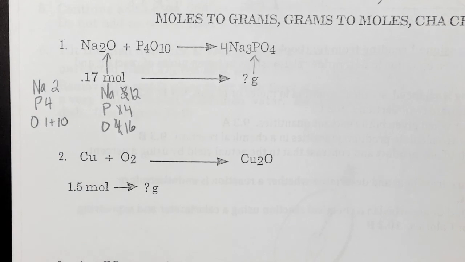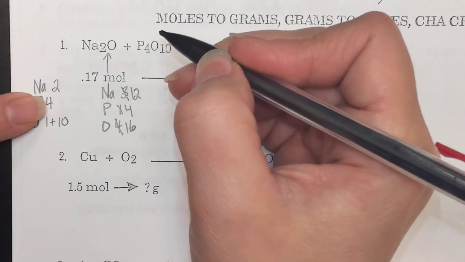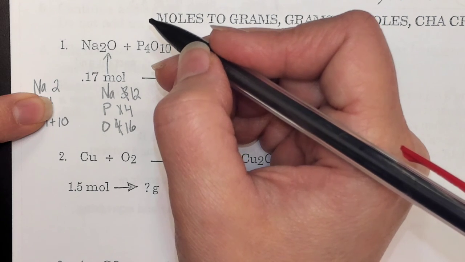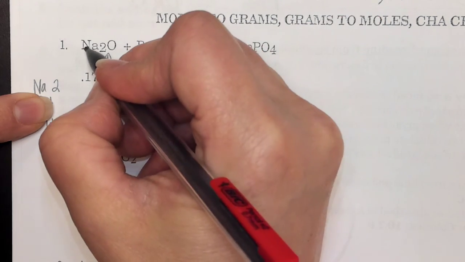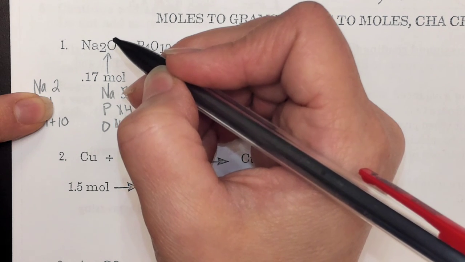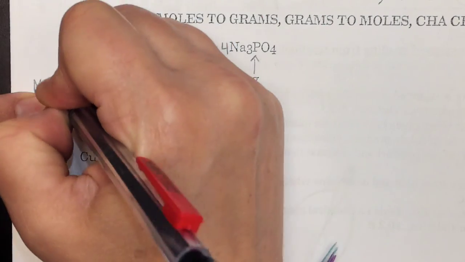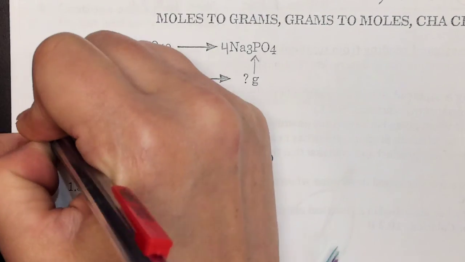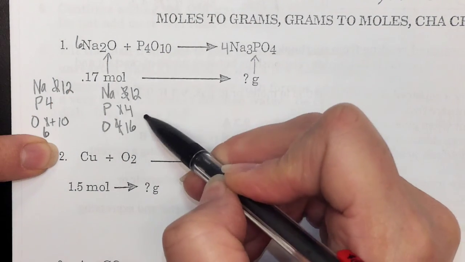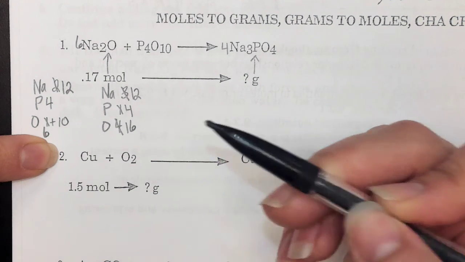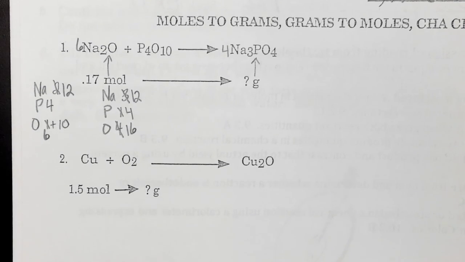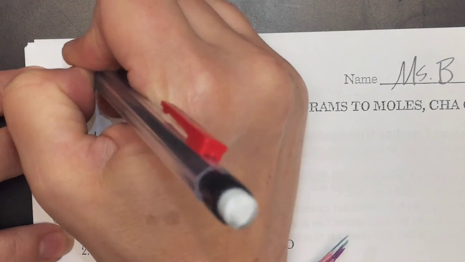Okay, Kiana, how do I fix the sodiums on the left? How many do I need? 12. So what number should I place in front of that? What number times 2 equals 12? 6. Good. All right, so that gives me 12. And then 6 times 1 gives me 6 oxygens. So I have 12 sodiums, 4 phosphorus, and 16 oxygens. Balanced? Okay, good. So step 1, balance the equation.